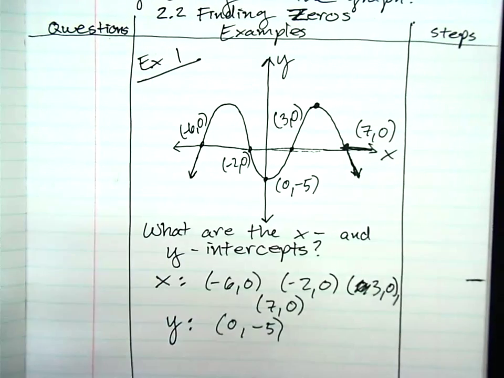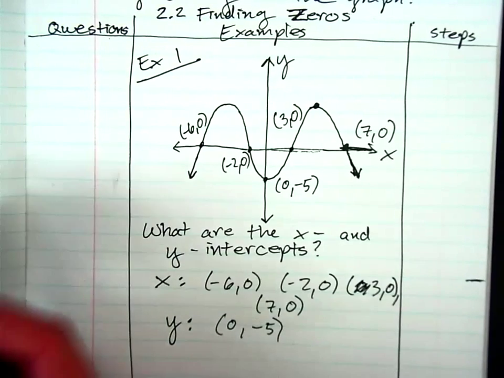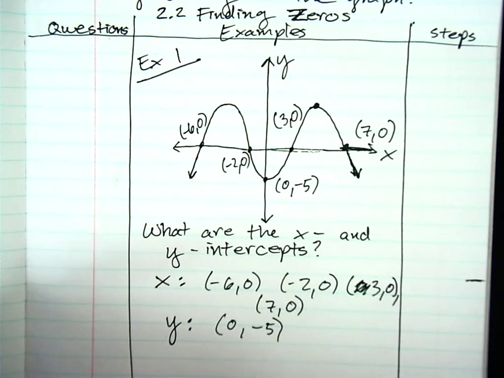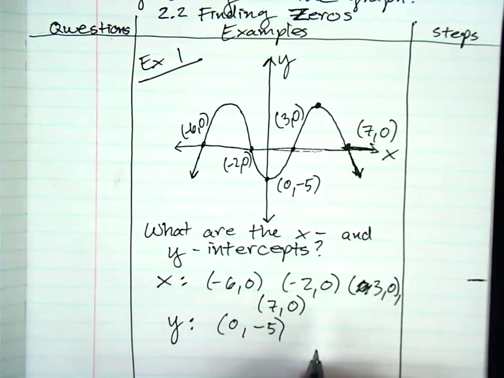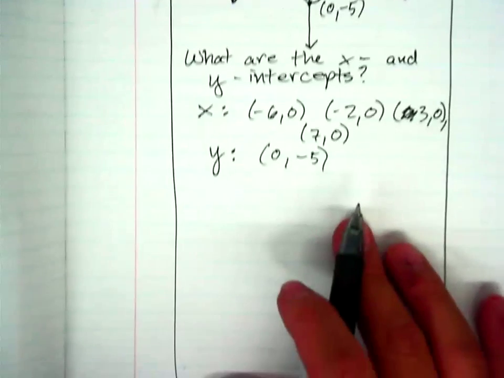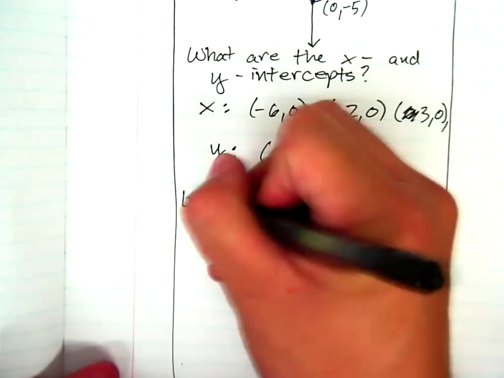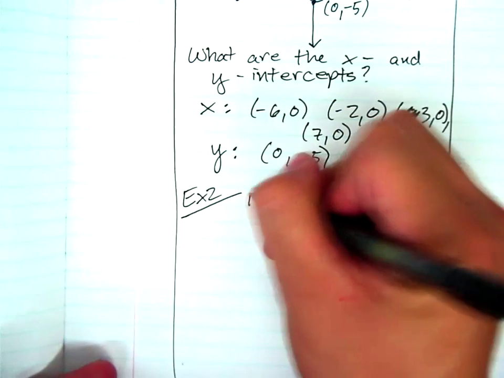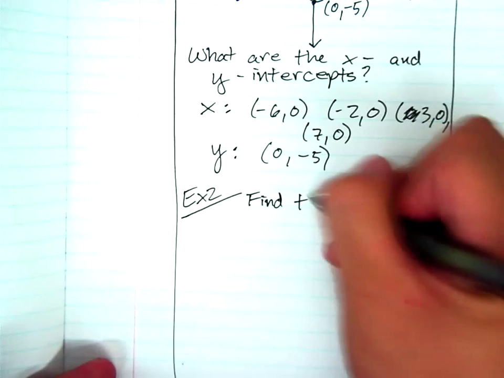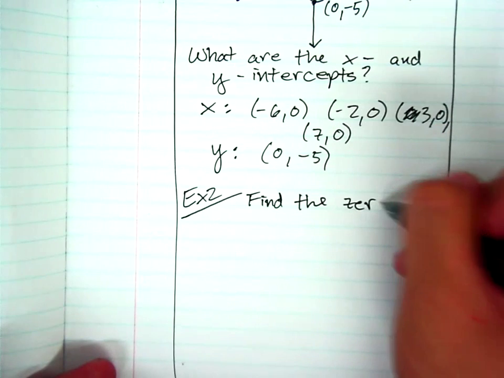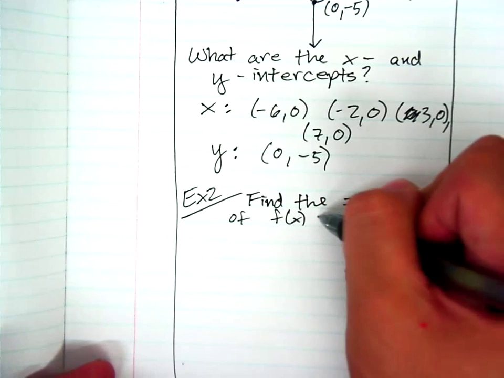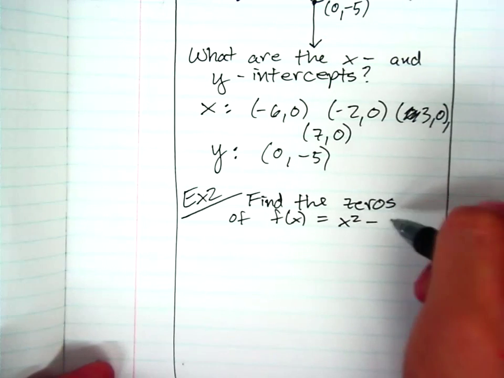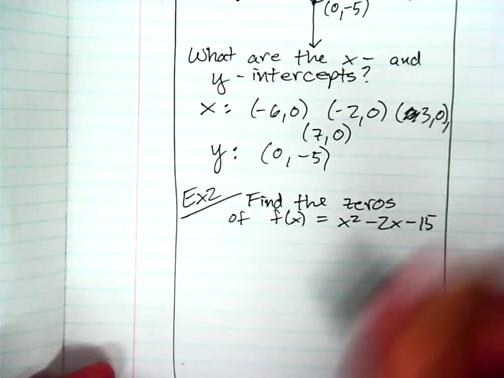Now in some instances you're going to have it this easy where the graph is given to you. In other cases you are going to have to graph the function itself and then determine by looking at the graph where your intercepts are. For some people that's actually more difficult, and it's easier to solve them algebraically, which is what we'll do in the next example. So in example 2, you're going to be asked to find the zeros of the function f of x equals x squared minus 2x minus 15.